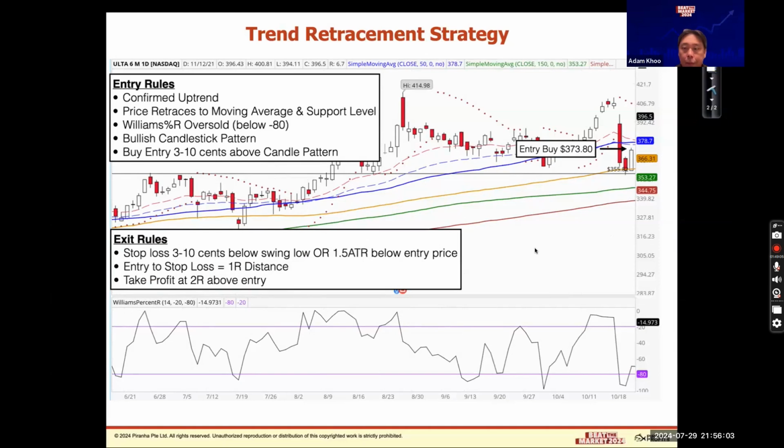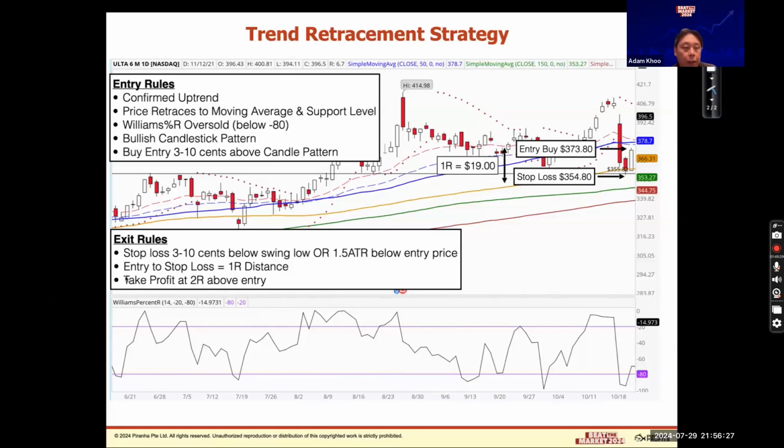Okay. So let's go back to this example again. In this example, I put my stop loss below the swing low. And of course, I make sure it's at least 1.5 ATR. In this case, what is my 1R distance? My 1R distance will be 373.8 minus 354.8. So that's $19. So every share I buy, I'm risking $19.